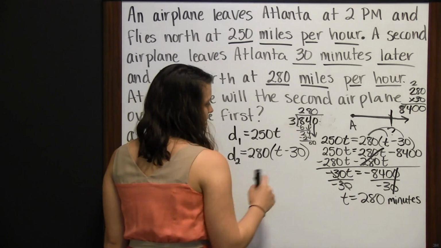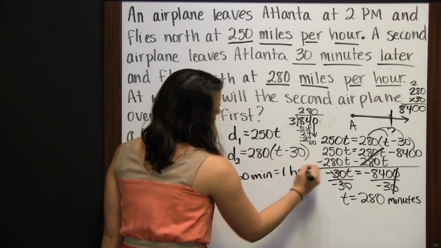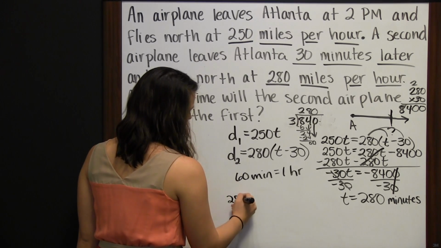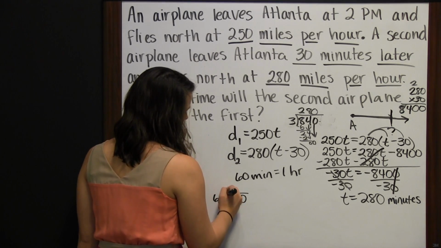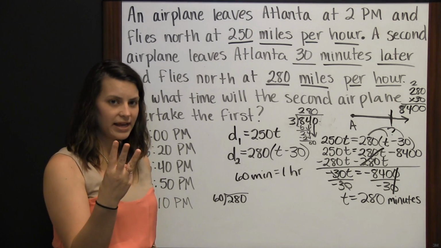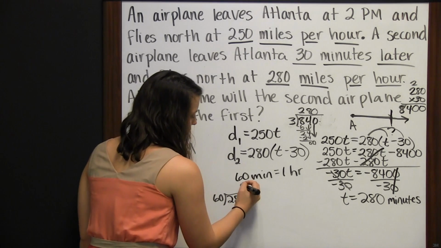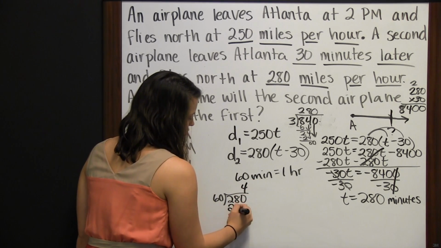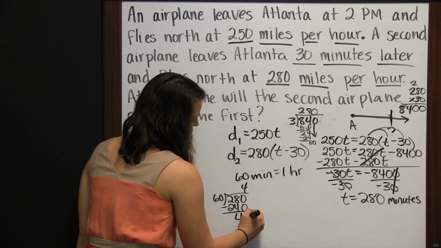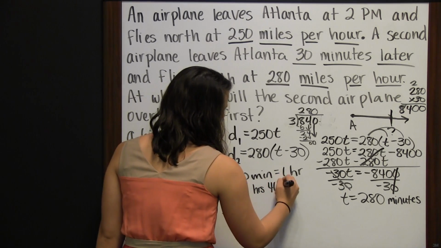So to convert these minutes into hours, there are 60 minutes in 1 hour, which means we need to divide 280 by 60. So we've got 60, 120, 180, 240. So 60 goes into 280 4 times and you get 240. You subtract and you get a remainder of 40 minutes. So that's 4 hours, 40 minutes.